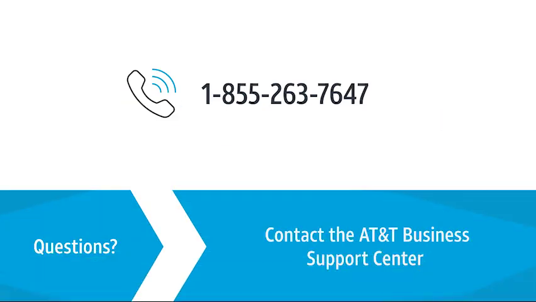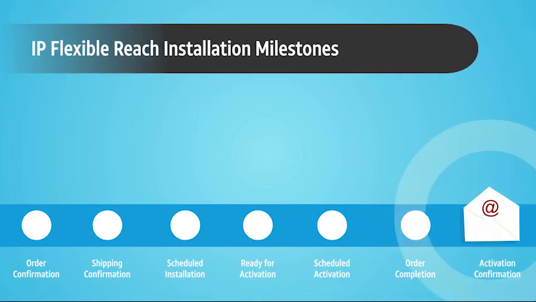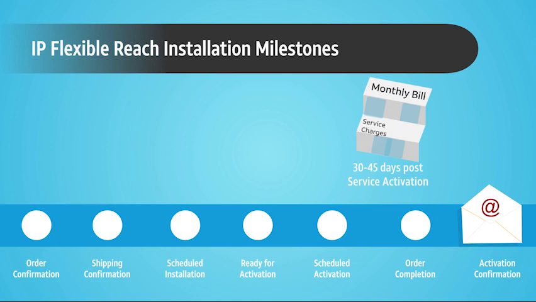Again, if you have any questions regarding the installation or activation, please contact the AT&T Business Support Center. An AT&T service delivery agent will answer your questions and schedule the activation of your IP Flexible Reach voice service. After your IP Flexible Reach service is activated, you will receive a confirmation email. You can expect to receive your first bill approximately 30 to 45 days after that confirmation. There's a customer service number on the bill that you can call if you have any questions regarding the bill.